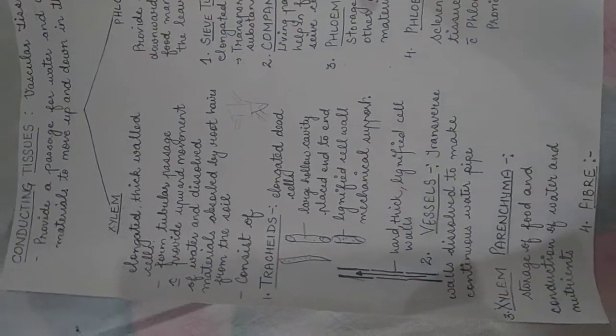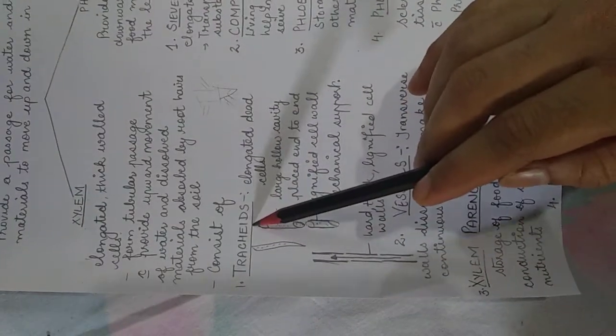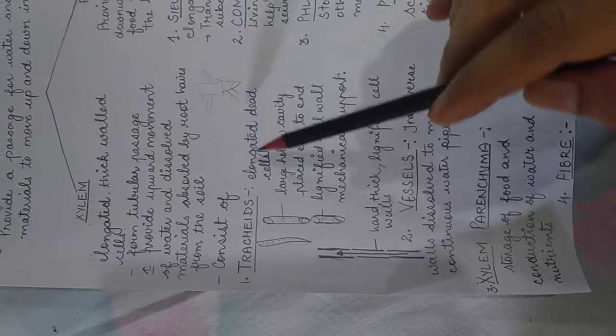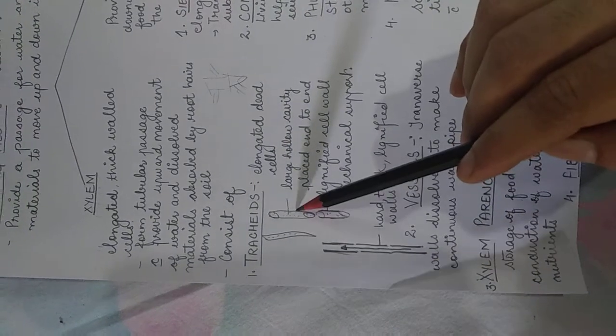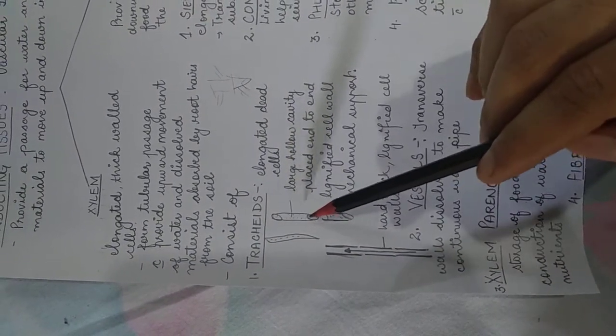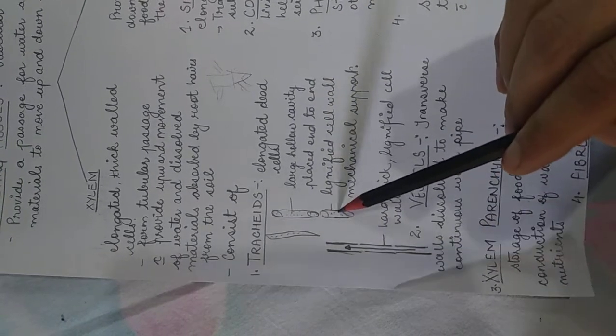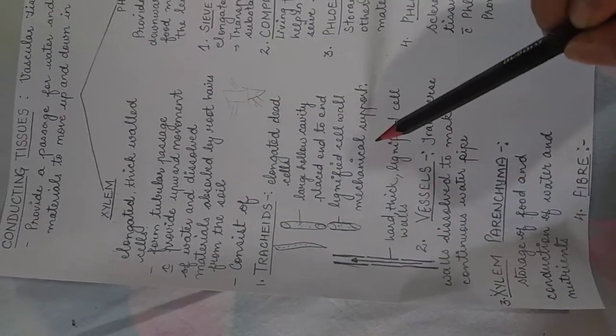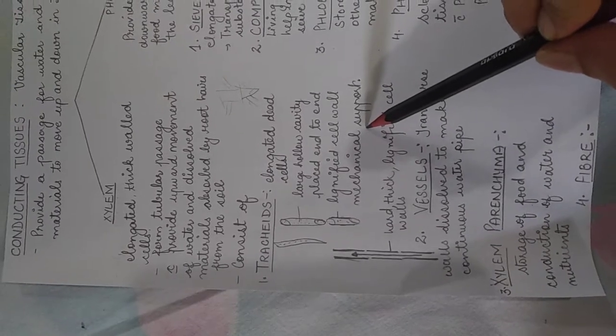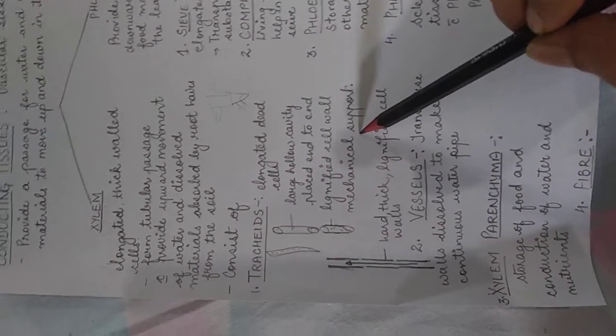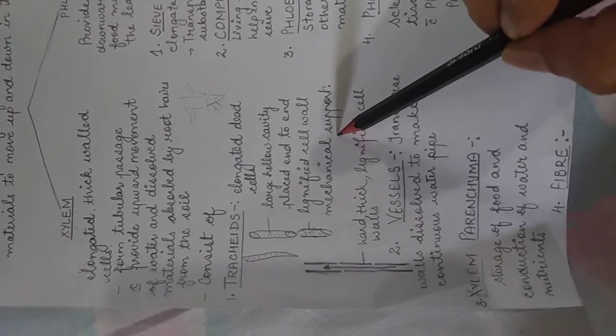Now these xylem tissues are formed of a number of different types of cells. First of all, tracheids. Tracheids are elongated dead cells. They are like this. They have a large hollow cavity and they are placed end to end. Their walls are lignified. The cell wall of tracheids is lignified. And what function do they perform? They give mechanical support to the xylem tissue. So this is about tracheids.